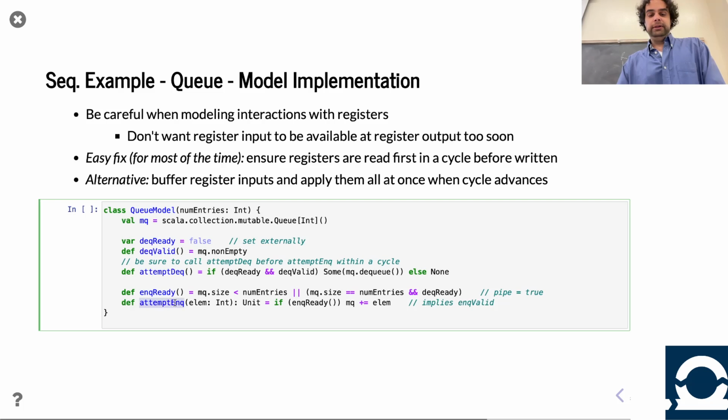And then if someone wants to do an NQ, they give me an element. Well, if I'm ready to NQ, great. I go ahead and append it to the queue. And so you see here in the comments, the fact someone's calling this function is kind of implying that the NQ valid is true. Whew. Okay, so we have a model.